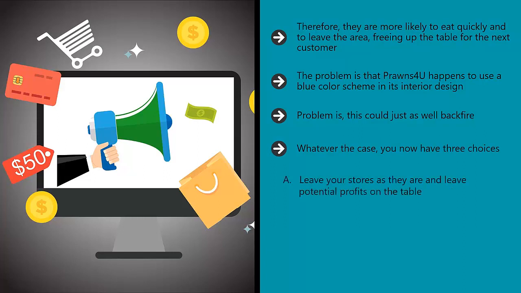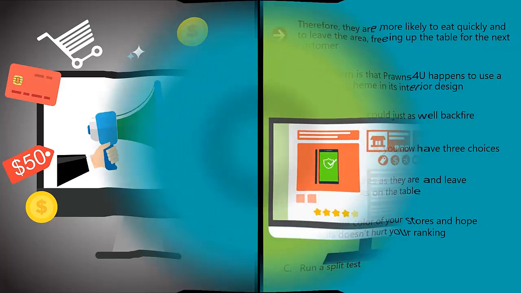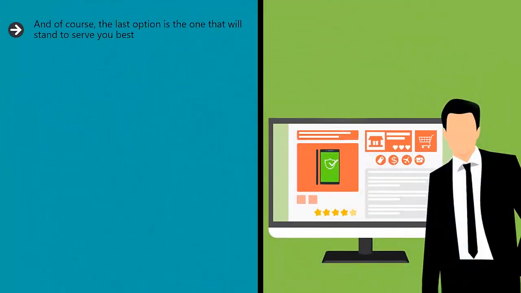A, leave your stores as they are and leave potential profits on the table. B, change the color of your stores and hope that this doesn't hurt your ranking. C, run a split test. And of course, the last option is the one that will stand to serve you best.